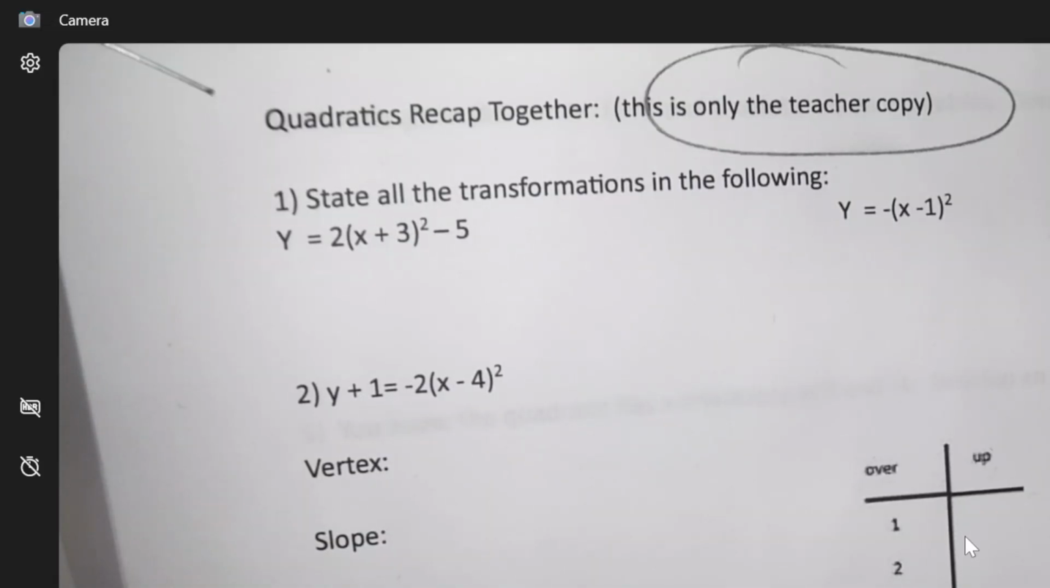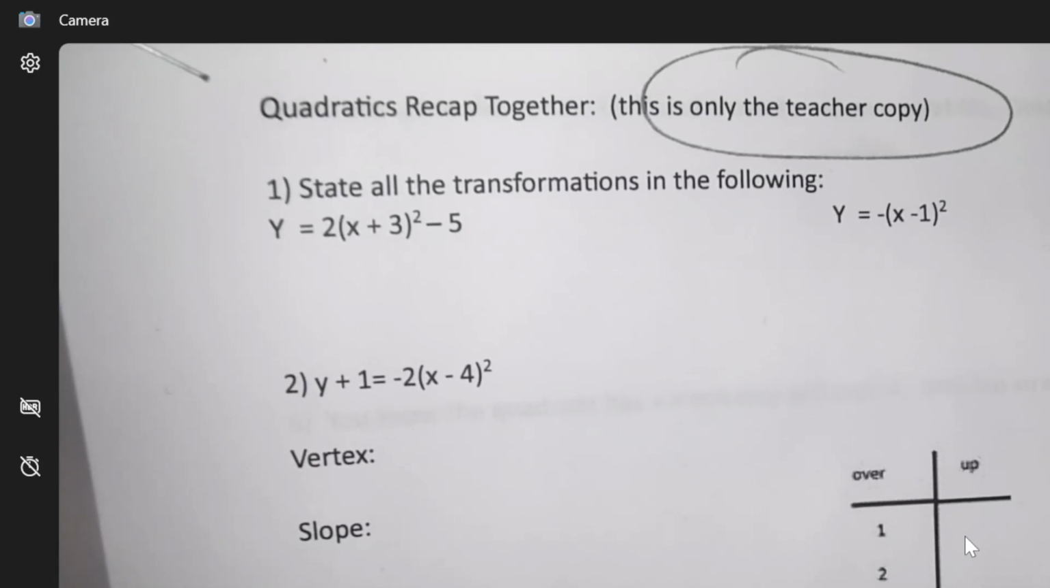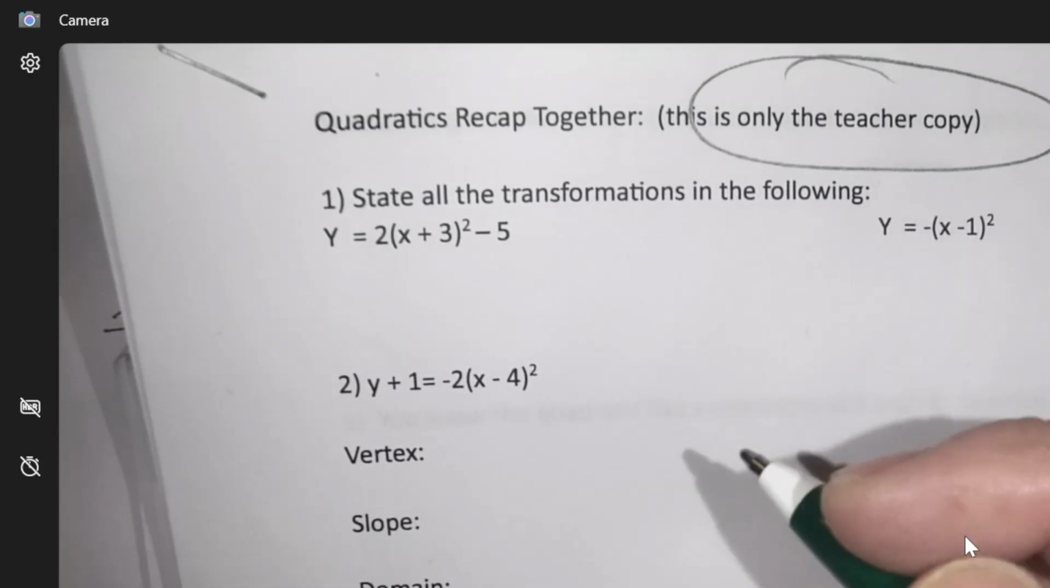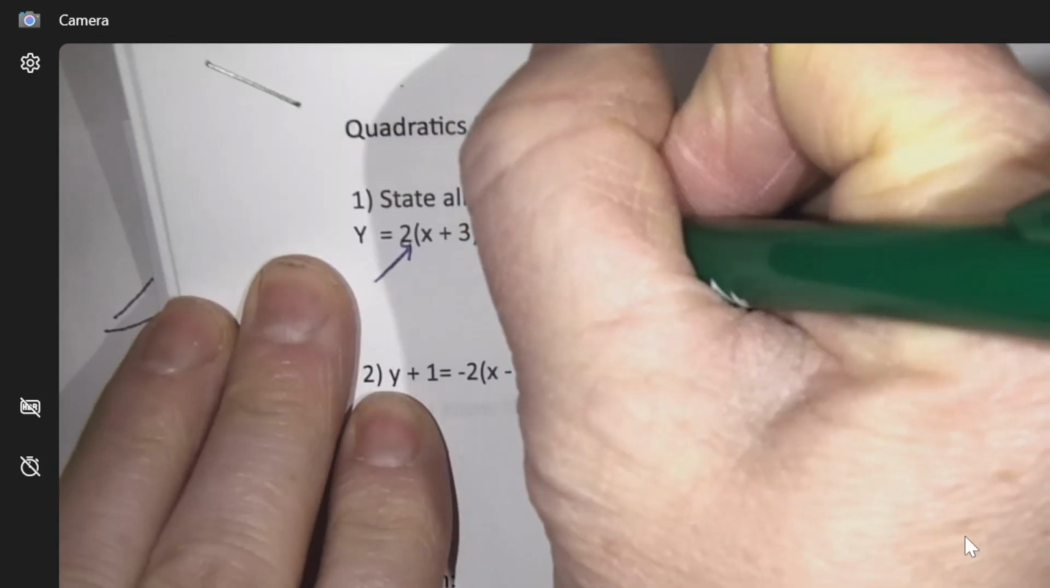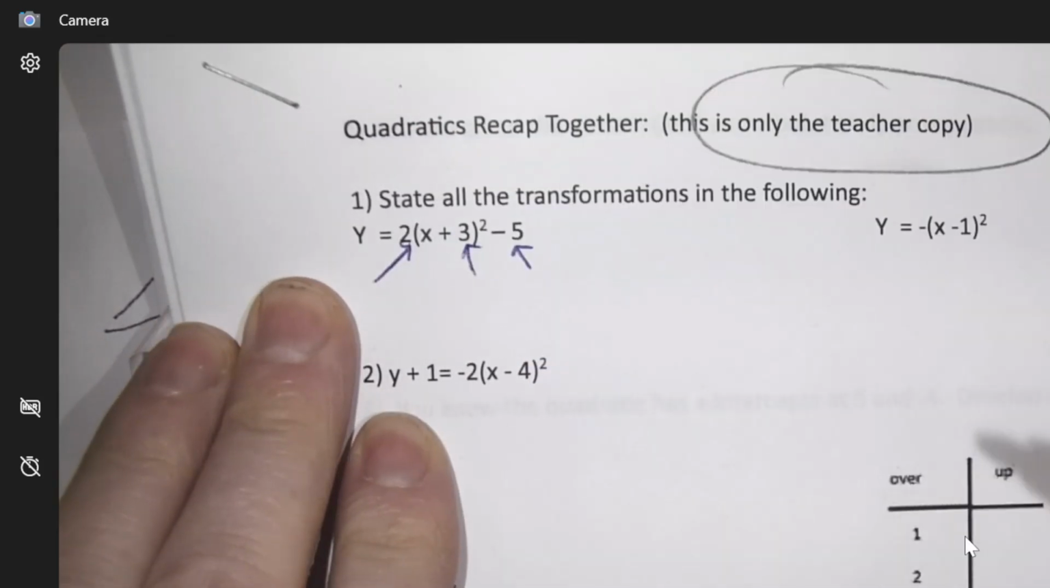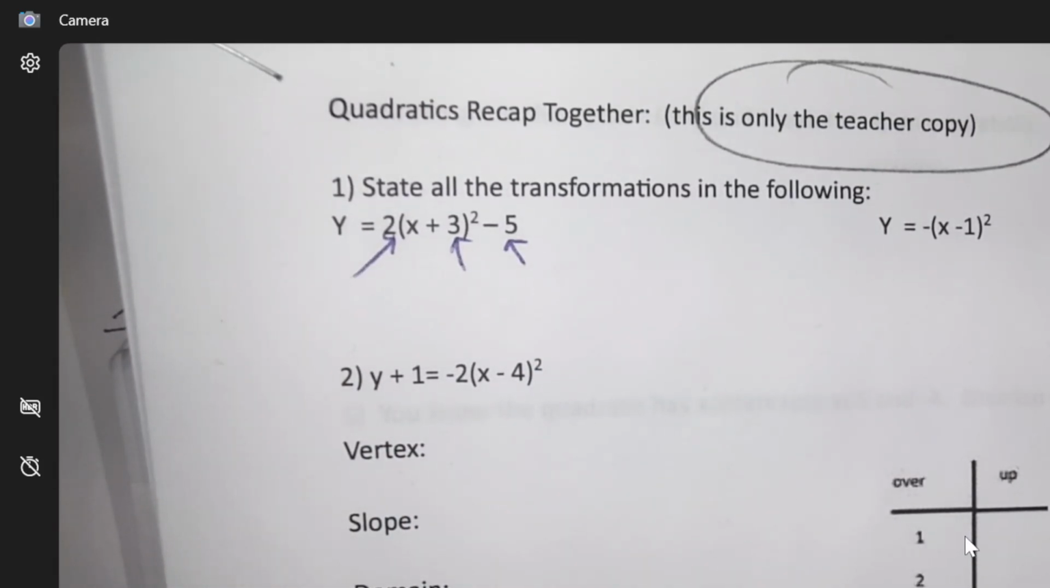Okay, so the first chunk we're going to do today is graphing quadratic equations. A quadratic is an equation that contains an x squared. The first question says, what are the transformations? So I'm looking for words. There are 3 items here that are going to happen.